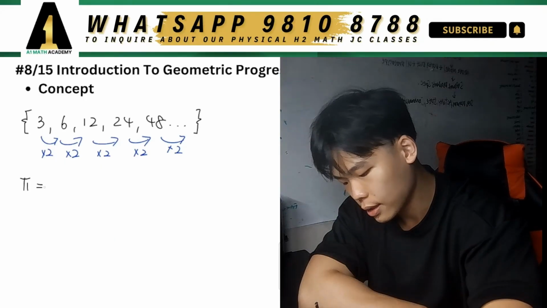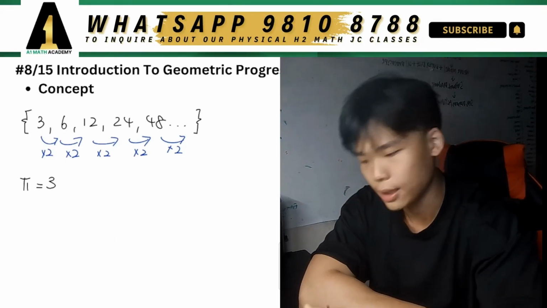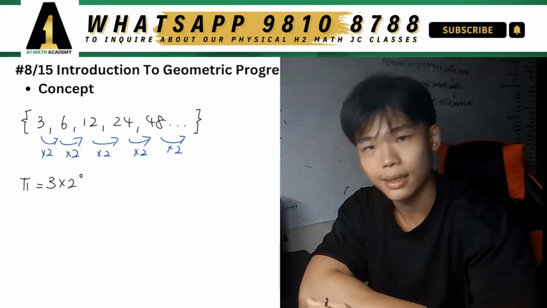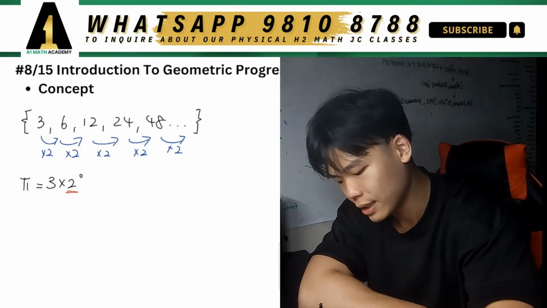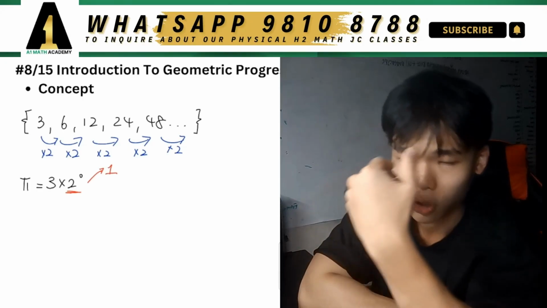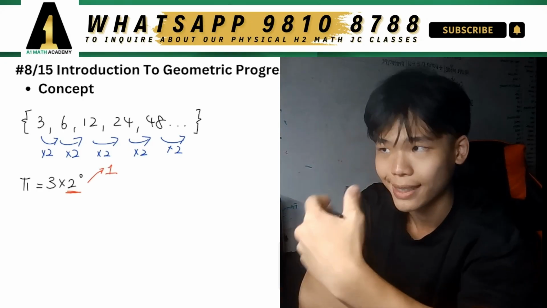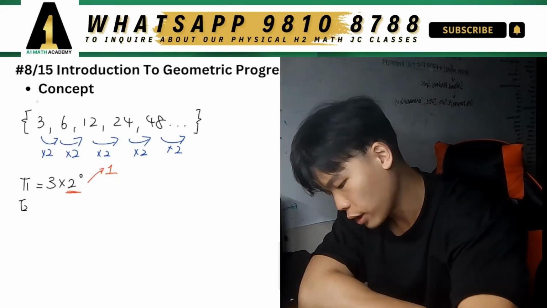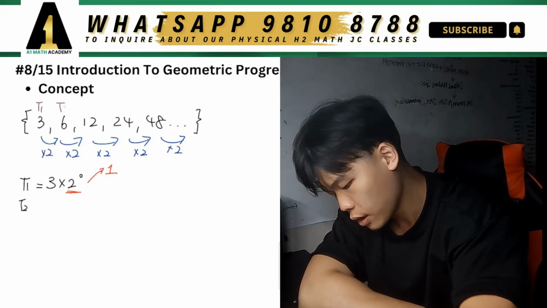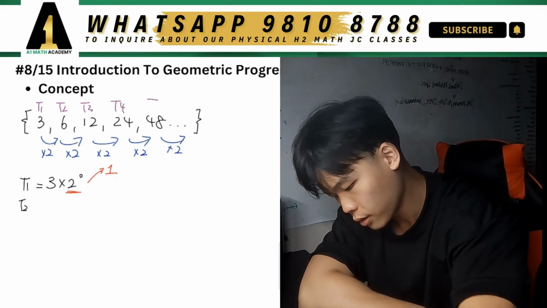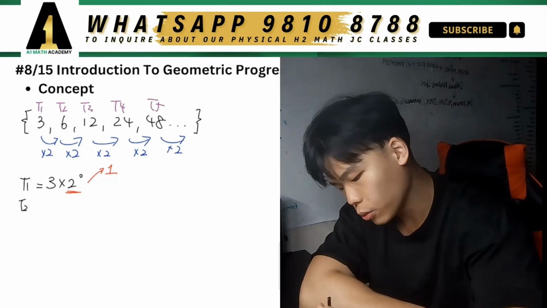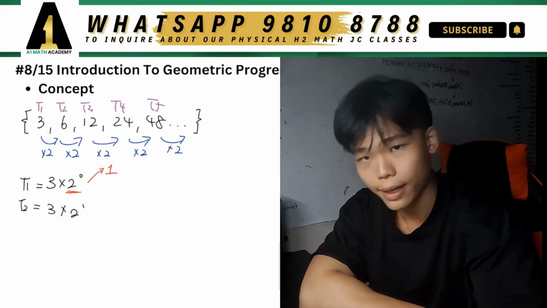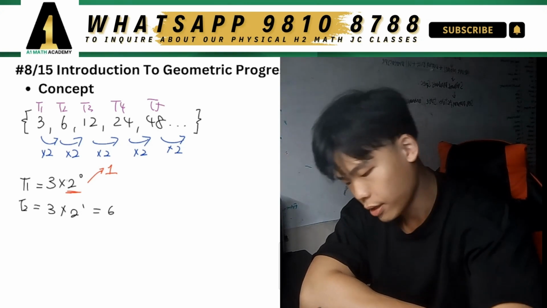So T1 is 3, and we can also write it as 3 times 2 to the power 0, because 2 to the power 0 is essentially just 1, using your indices. But I write it this way so that it's easier for you to see the pattern moving forward. For the second term, T2, I'm just going to annotate above over here also: T1, T2, T3, T4, T5. Now T2 is essentially 3 times 2 to the power 1, and that's how it gives me 6 over here.